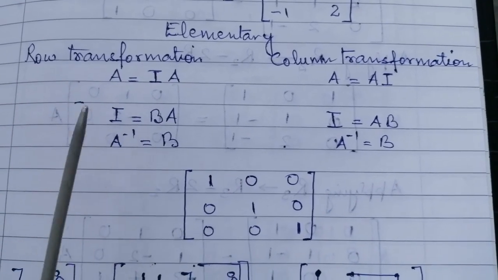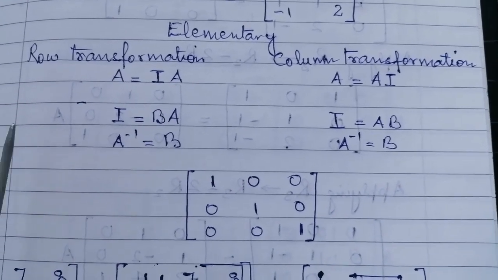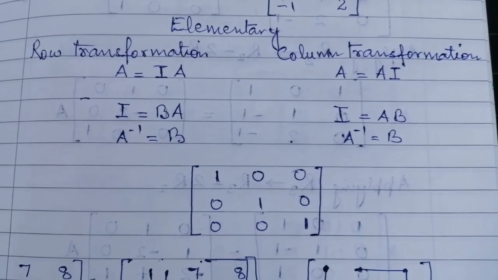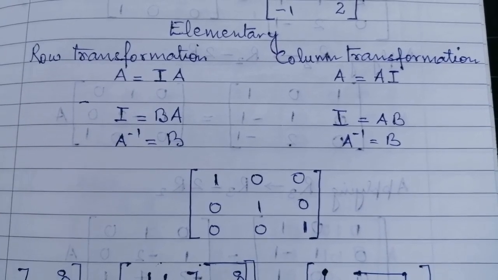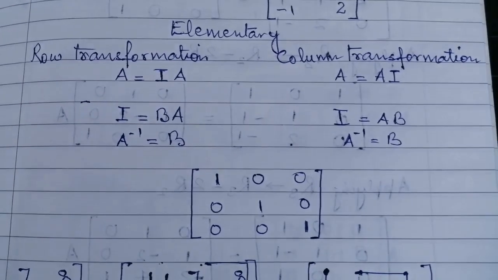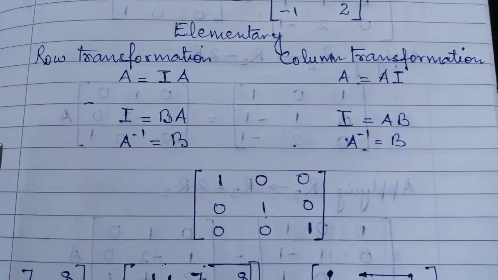Today I continue with elementary transformations. In the previous video we had found the inverse of a square matrix of order 2. Now today we'll be discussing it for the square matrix of order 3.